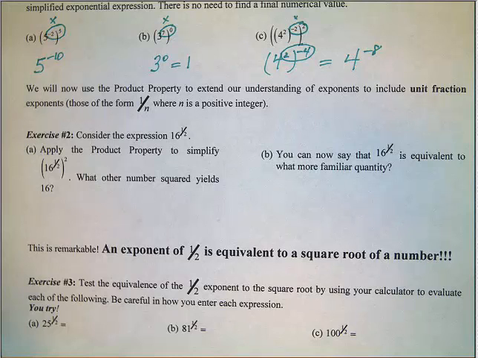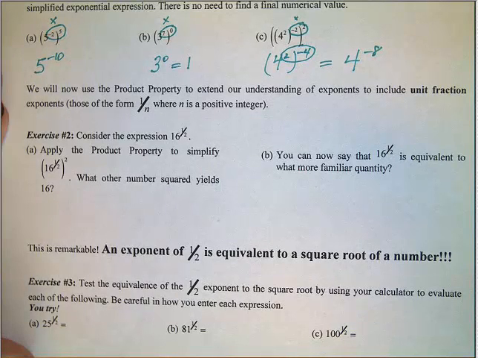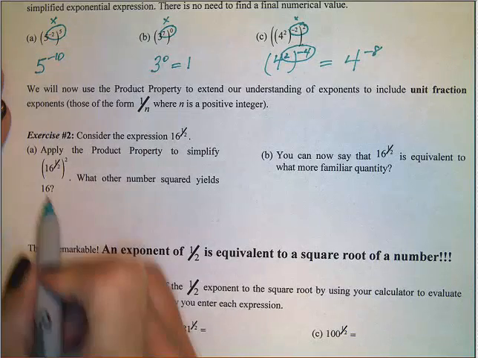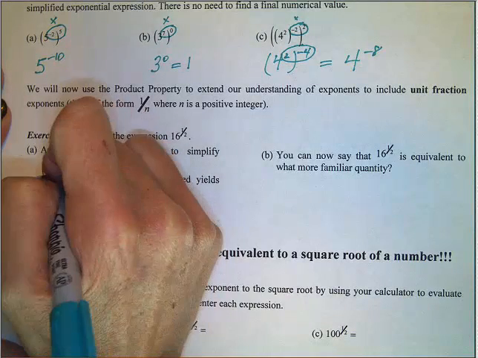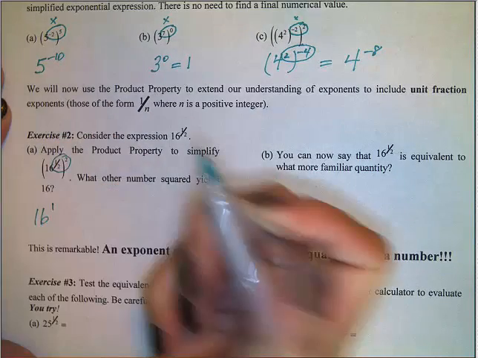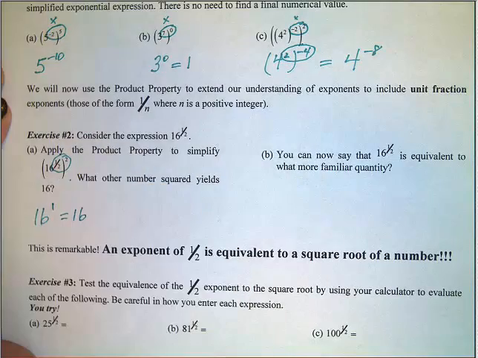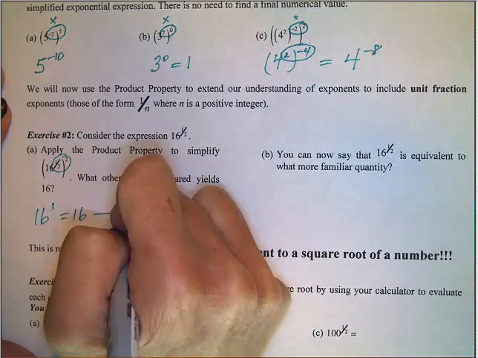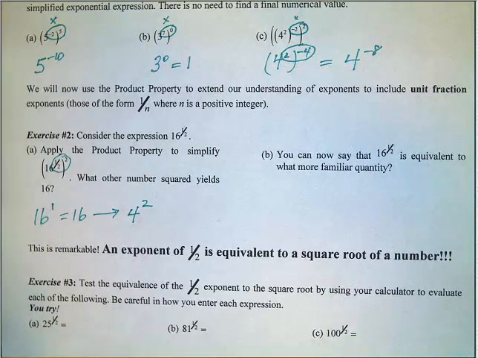What other number squared yields 16? So if I do the product property, that means I need to multiply these. So 16 to the 1/2 squared is just 16 to the first, or 16. So what other number squared gives me 16? 4 squared gives me 16. You can now say that 16 to the 1/2 is equivalent to what more familiar quantity?